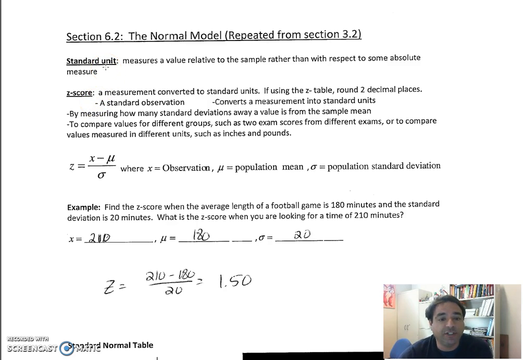Remember, a z-score is a standard unit, which measures a value relative to the sample rather than with respect to some absolute measure. And so we have a z-score formula. Remember, it's x, the observation, minus mu, the population mean, divided by the standard deviation.